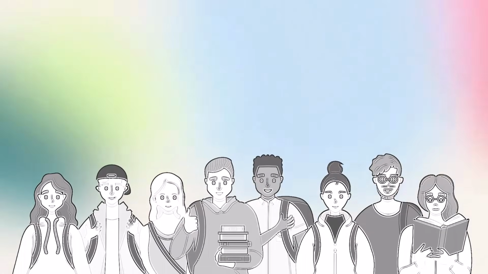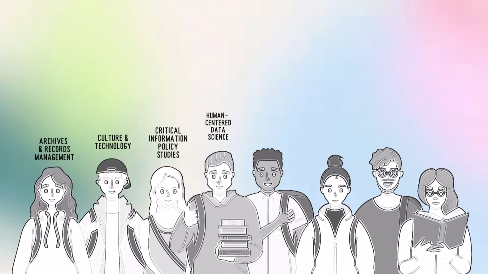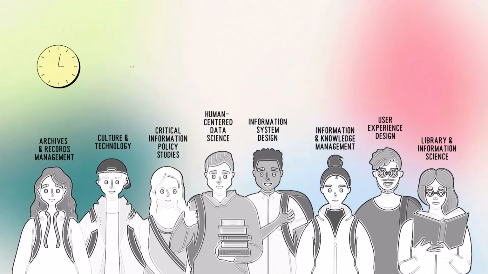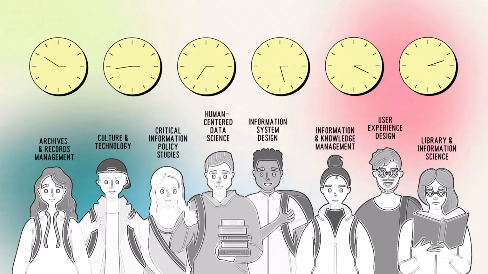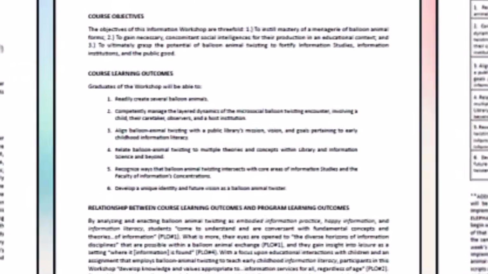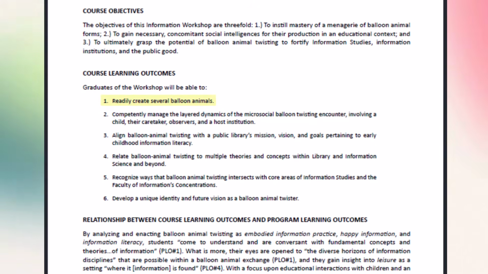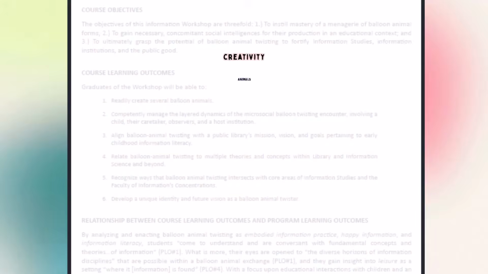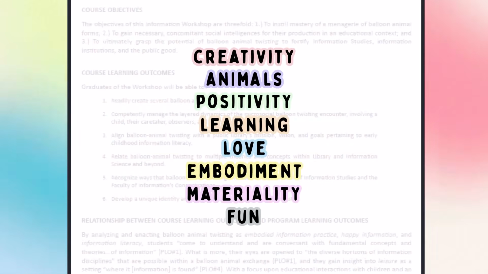The workshop is open to graduate students in all concentrations of a Master of Information program. It meets for 6 3-hour weekly sessions. Here's the syllabus. The learning outcomes include creating a menagerie of balloon animals, applying theories from information science and beyond, and developing a unique identity as a balloon artist. These are the values that guide the course.